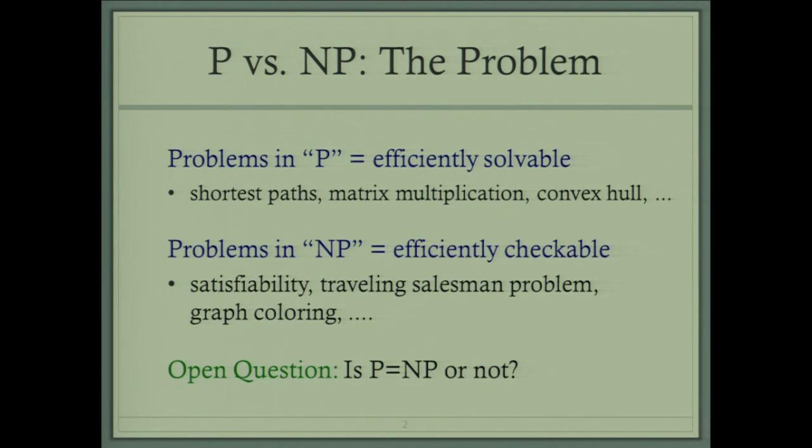So what's the problem? The problem is really, if I only tell you that you can efficiently verify a solution to a problem, is that actually good enough to more powerfully compute a solution to that problem from scratch? So the problems in P are the problems you learn about in your undergraduate algorithms class: shortest paths, matrix multiplication, et cetera, stuff we have efficient algorithms for. There's a much longer list of so-called NP problems, which most people don't believe can be solved efficiently, but at least you can say the following.